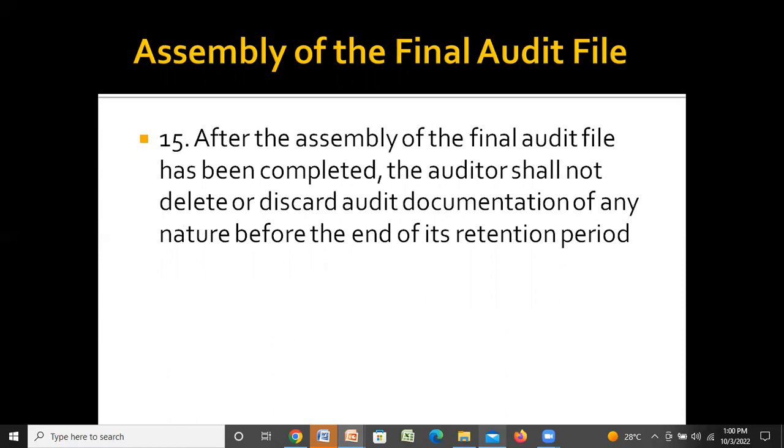So the retention period of audit files varies from country to country. So you need to know the retention period for your country, and once you have submitted the auditor's report and collated your final audit file, you cannot delete it. You cannot destroy it until the expiry of that retention date. That is very, very important.